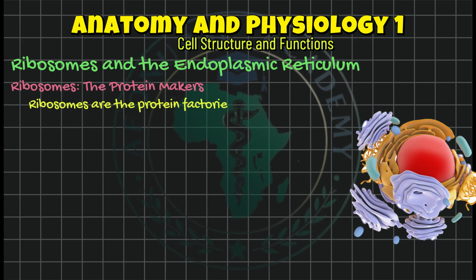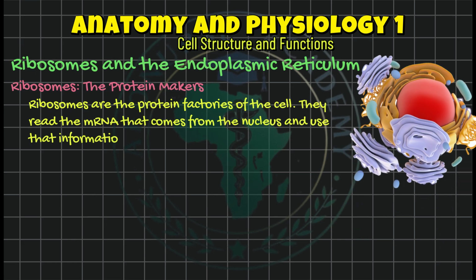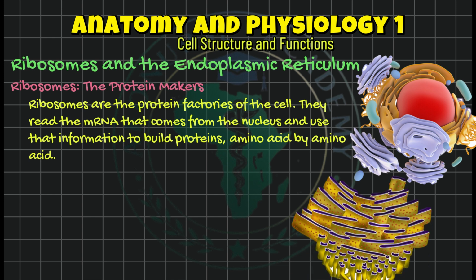Ribosomes are the protein factories of the cell. They read the mRNA that comes from the nucleus and use that information to build proteins, amino acid by amino acid. Some ribosomes float freely in the cytoplasm, making proteins that will be used inside the cell. Others are attached to a structure called the Endoplasmic Reticulum, making proteins that will be exported.